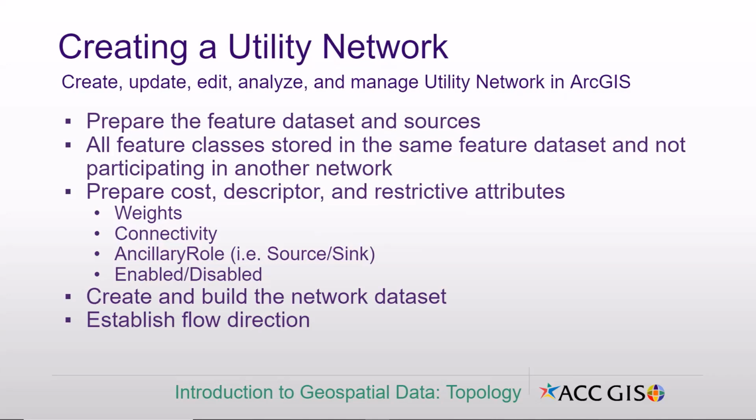Now, to create a utility network in ArcGIS, you must first prepare the feature dataset and sources. So you need to set your coordinate system and then make sure the feature classes that you want to participate in that network are stored in the same feature dataset and are not participating in any other network. Then you need to prepare your attributes, which include things like weights or restrictions, whether the line is enabled or disabled, for example. And then you create and build the network dataset.